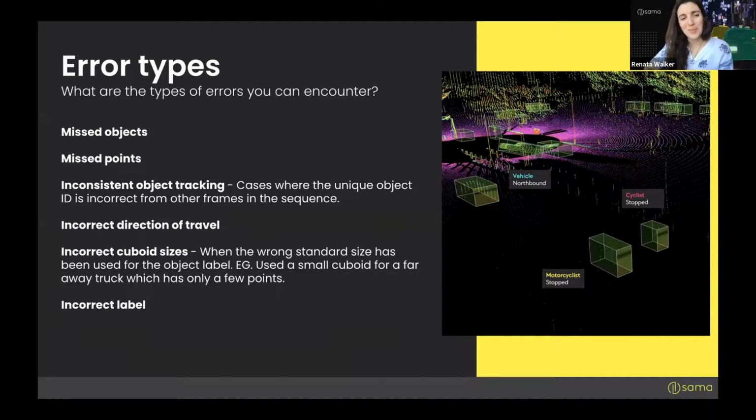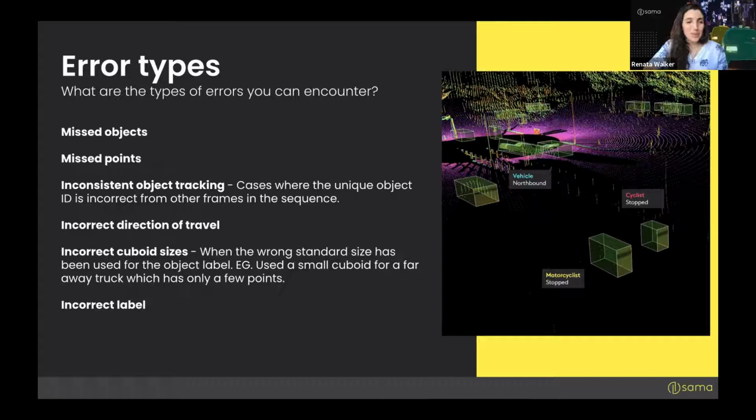Another example would be incorrect direction of travel. You might not want to give your model a wrong direction of travel. So if you're going forward and the car is going forward, if there is an annotation error of it showing backwards, you might not want to give that piece of confusing information if the actual direction of travel of the car is going forwards.